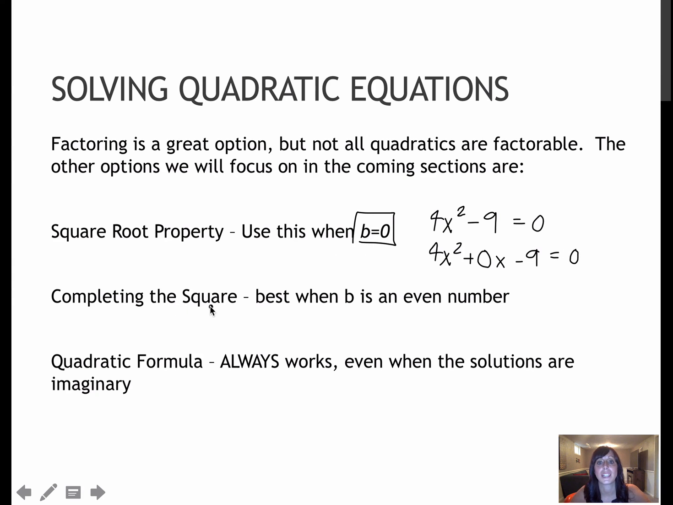We'll talk about completing the square. When b is an even number is the best way to use that. And then the quadratic formula, which always works, even when the solutions are imaginary, which we've touched on a little bit already in this course.